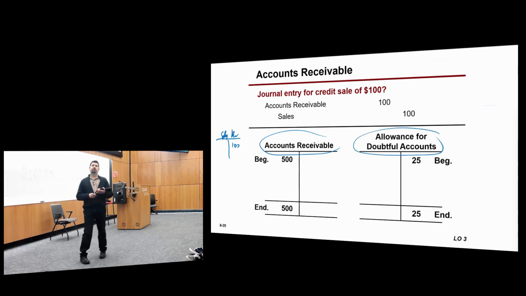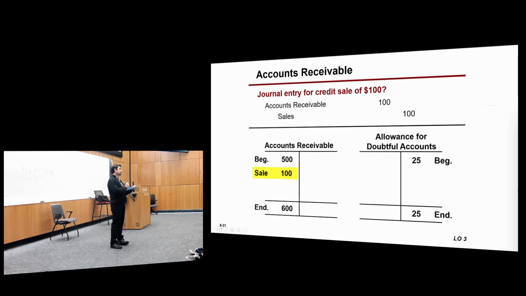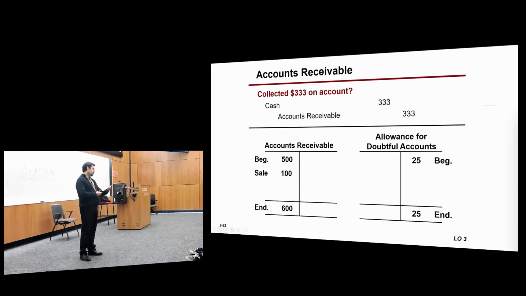Okay? So we have a debit to accounts receivable of 100. You add it to the debit side. Next, we collected 333 on account.